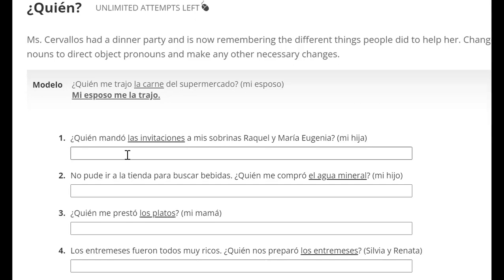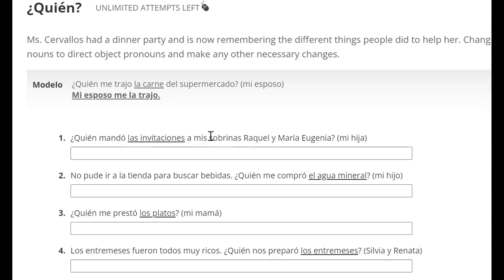So in this case, it's mandó, that somebody sent something. We want to know what was sent. What was sent were the invitations. The invitations, that is our direct object. And the other option would have been my nieces. Again, we didn't send them, we sent invitations. But now, to whom did we send them? We sent them to my nieces. That would be your indirect object.